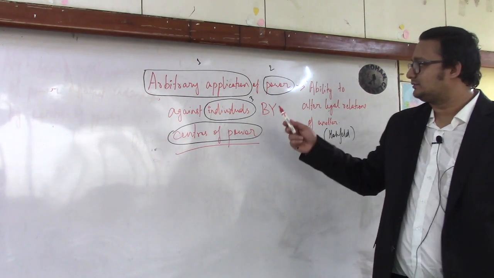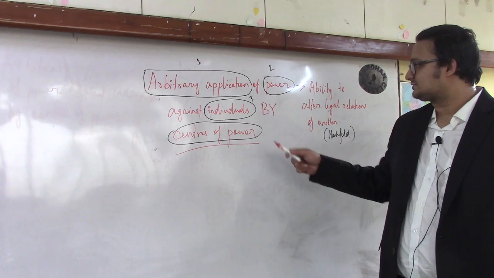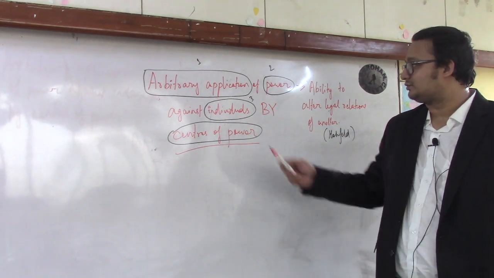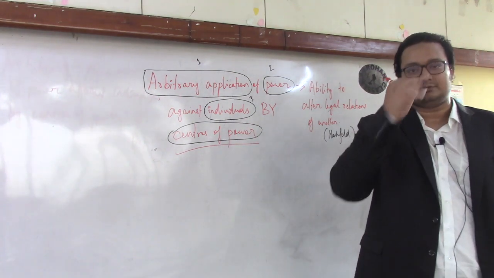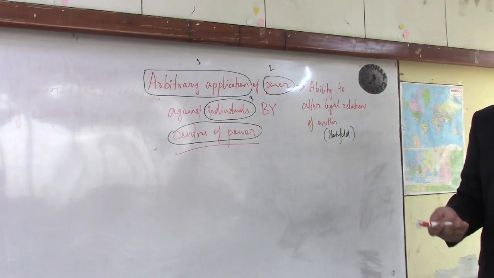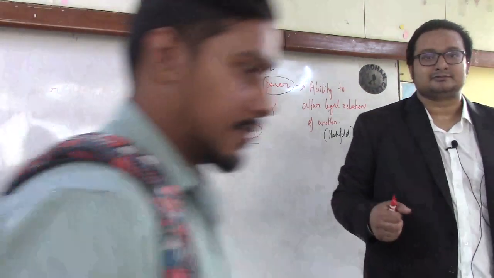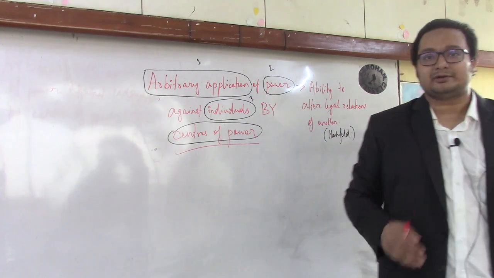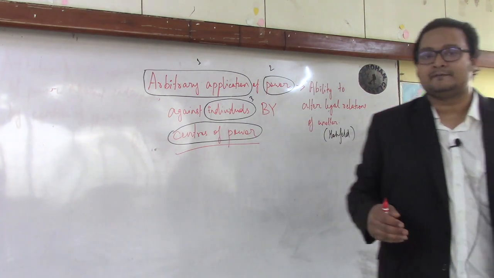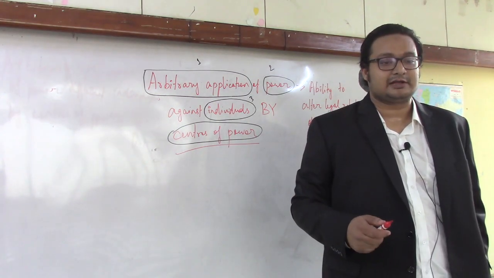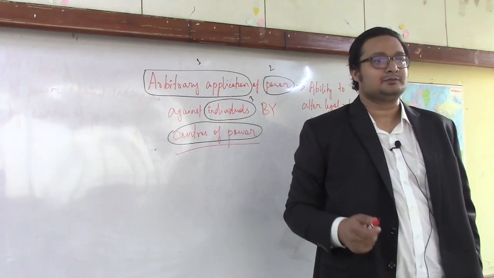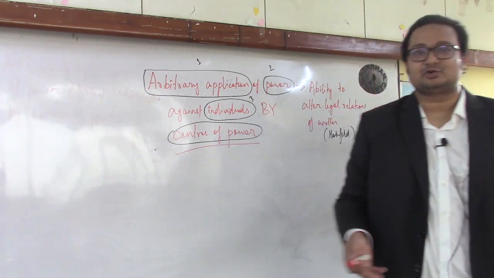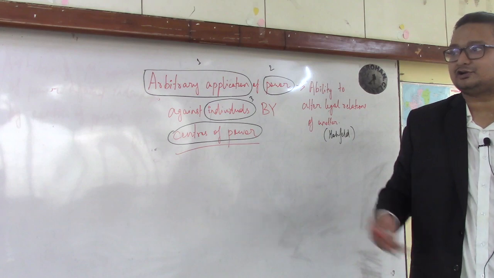Now, against individuals by centers of power. What do we mean by centers of power over here? Anyone? It is either the executive or the legislature as per Article 12, isn't it?